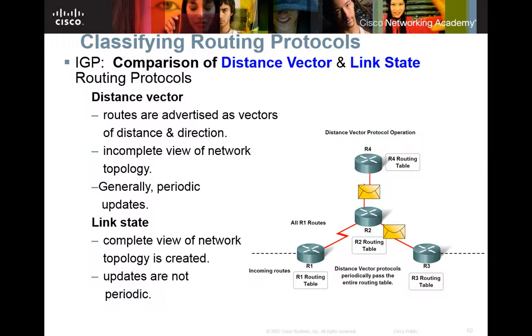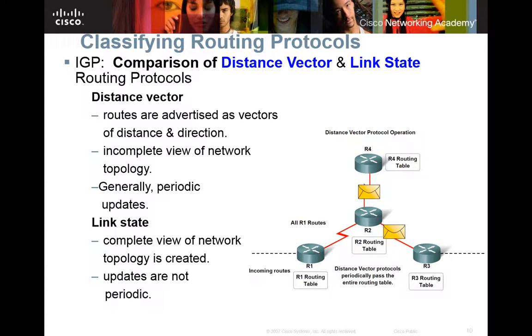All right. What are distance vectors versus a link state? Let's compare them. Distance vectors: routes are advertised as vectors of distance and direction. They will give you an incomplete view of the network topology, and they generally will send some periodic updates. Are they good? Does that make you get a warm fuzzy?